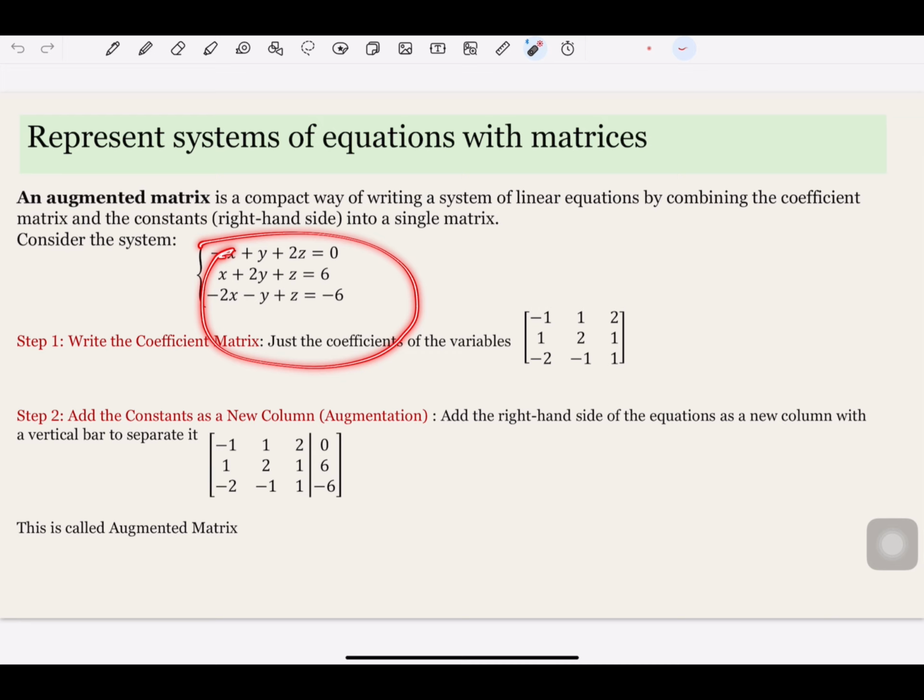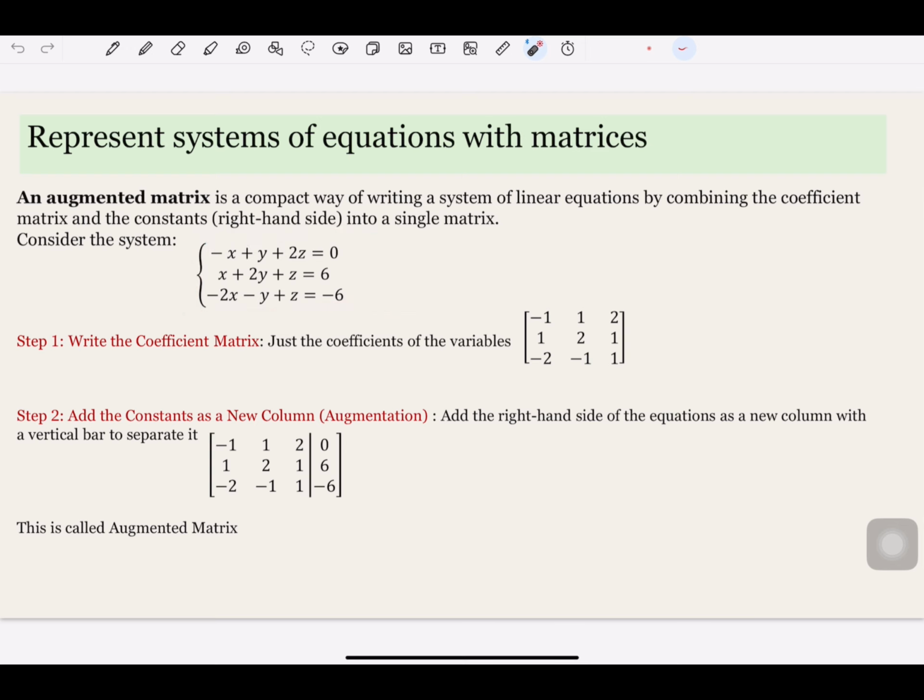Now, solving this system using substitution or elimination is possible, but as the number of equations grows, those methods become time consuming and also error prone. So that's where matrices come in. A matrix is a rectangular array of numbers, and we can use it to write an entire system in a much more compact and organized form. So let's take this system and try to write it as a matrix.